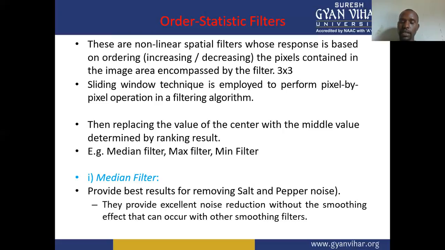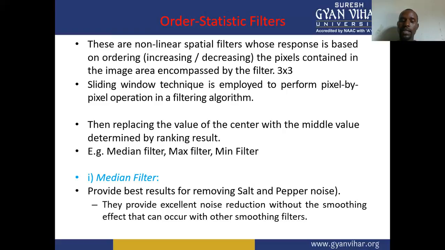I repeat, suppose we have a 3 by 3 matrix. That means we have 3 pixels in the vertical direction and 3 pixels in the horizontal direction. In that 3 by 3, we have a middle pixel. So we replace this middle pixel by the value obtained by a ranking result. This ranking result is obtained using the order statistic filter, which is either median, max, or mean.